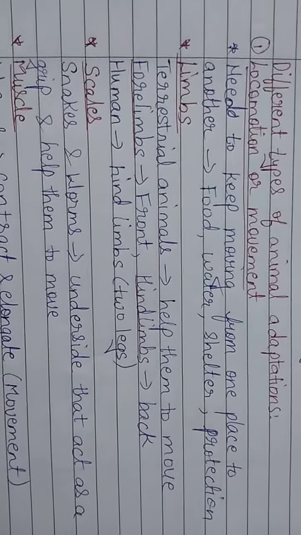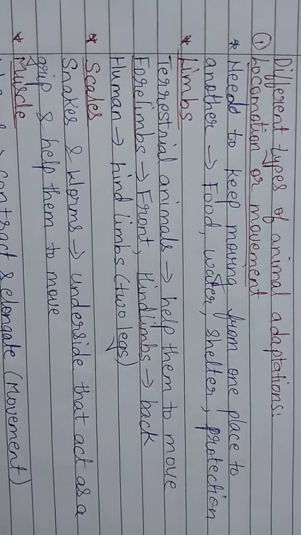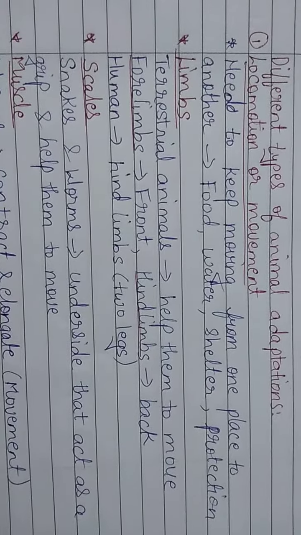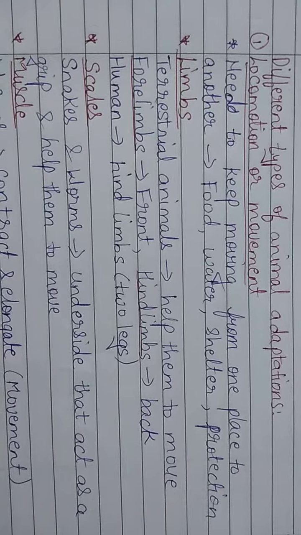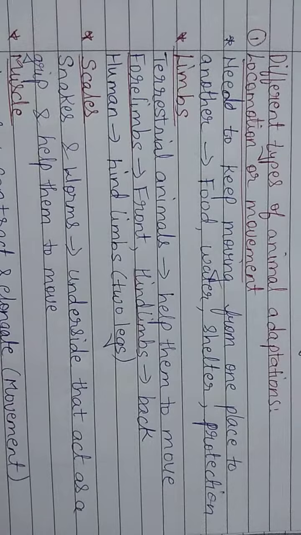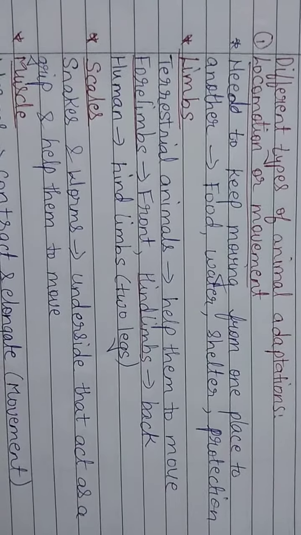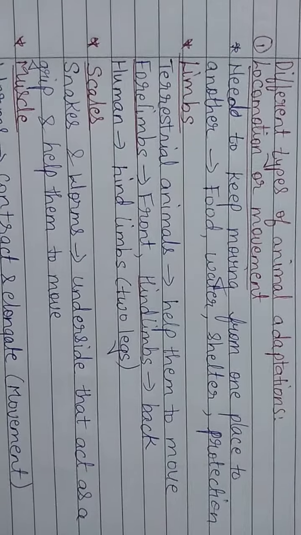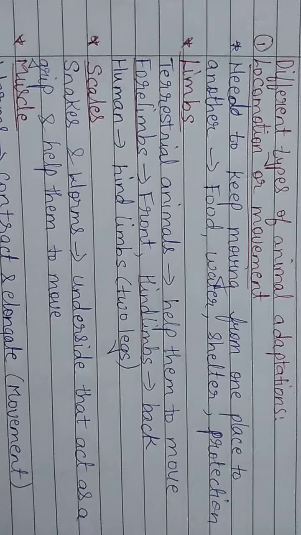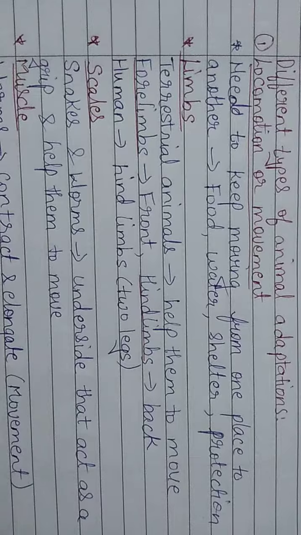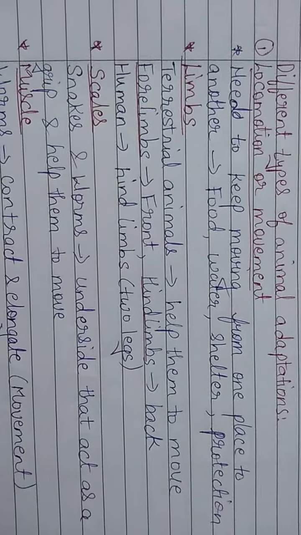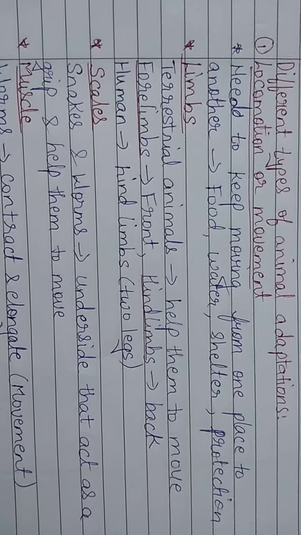Now terrestrial animals have limbs that help them to move. They have 4 limbs which are in front and the hind limbs at the back. Okay, so in the front it's known as forelimbs, at the back it is known as hind limbs. Humans use their hind limbs or the 2 legs to walk and run. Cheetah, horses, giraffes and dogs walk and run on all the 4 limbs, right?